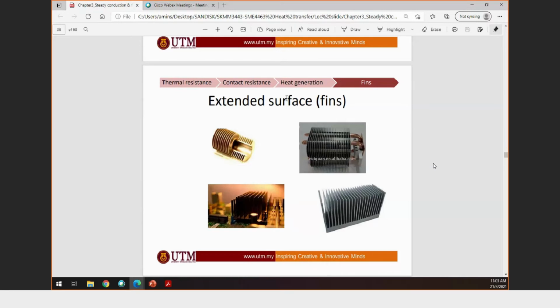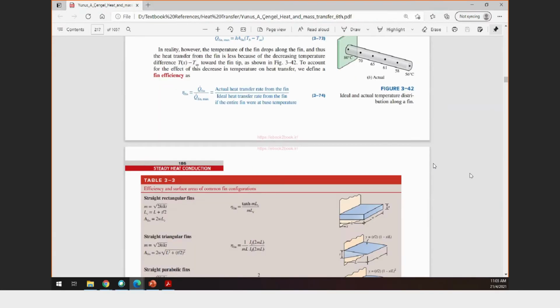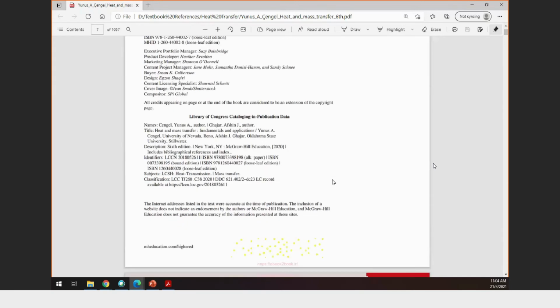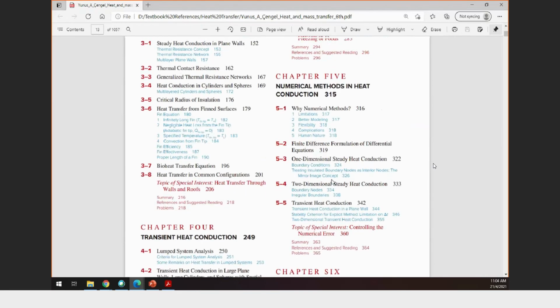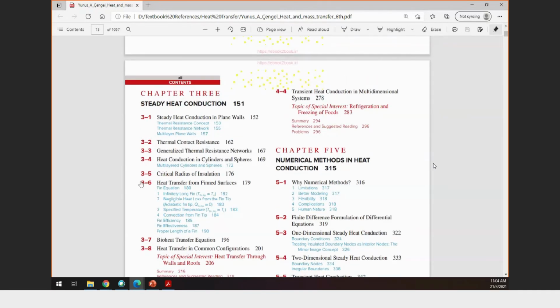So if you look at the textbook, where is the textbook? Yeah, this one. When you go to the textbook, it's already mentioned here in Chapter 3: heat transfer from fin surface. You won't really find the term extended surface, but it is named heat transfer from fin surface. So fin surface or extended surface is actually the same thing.